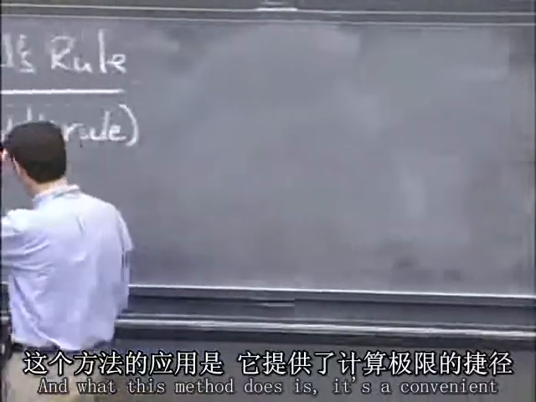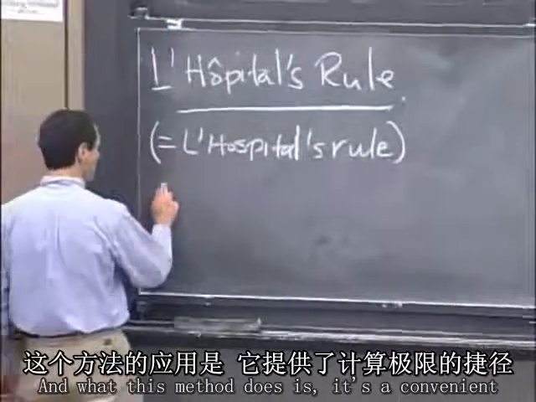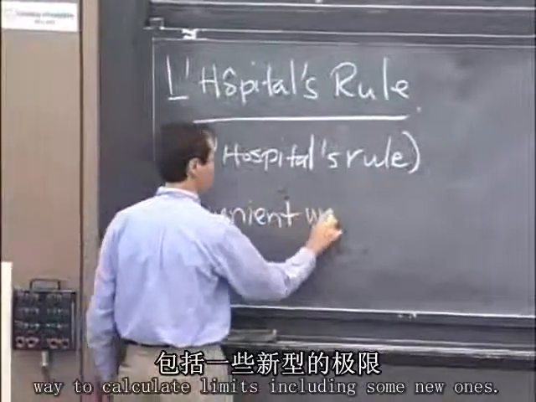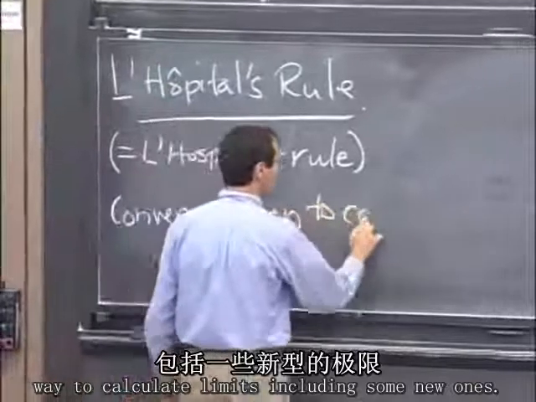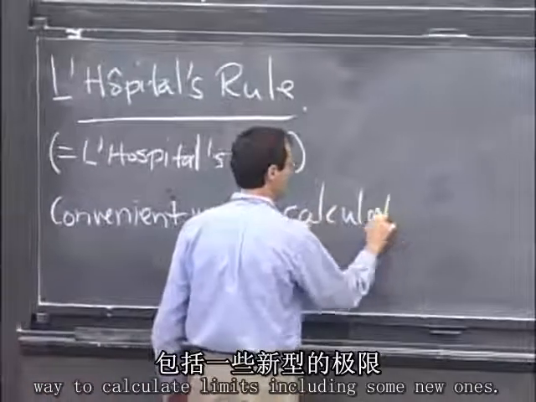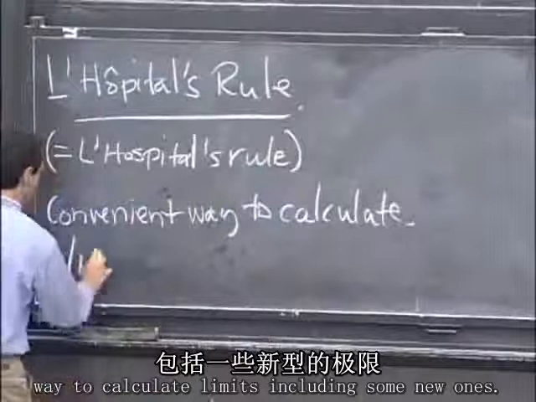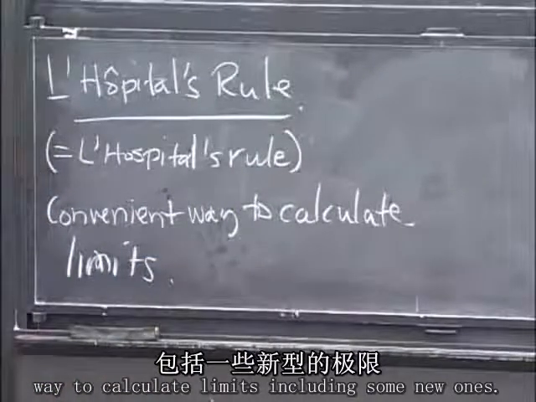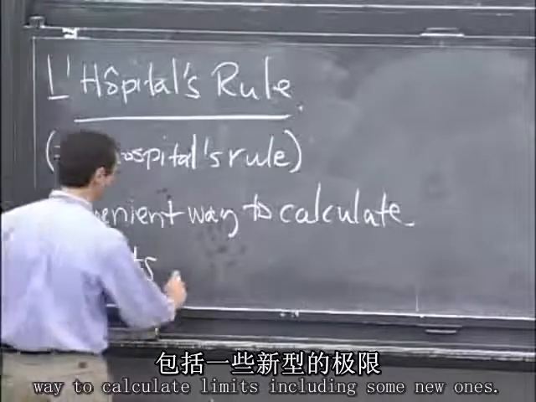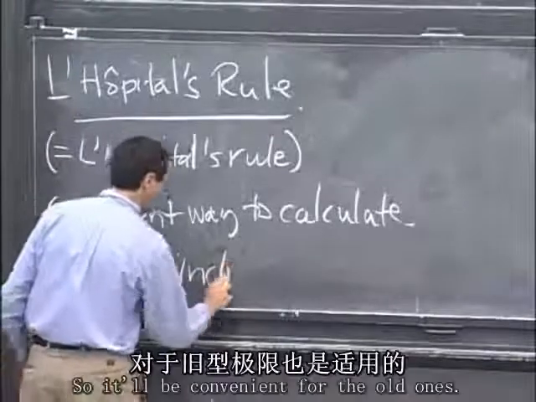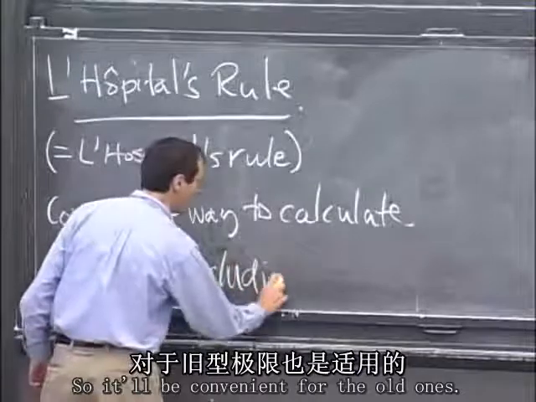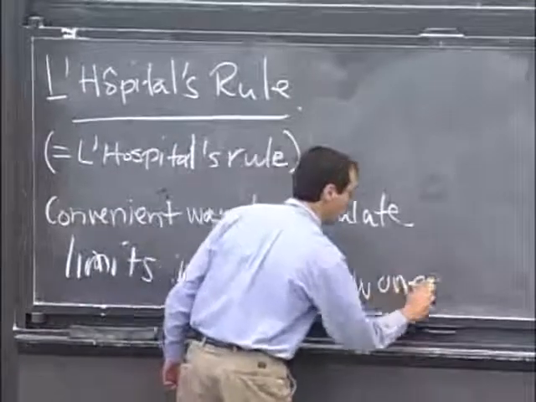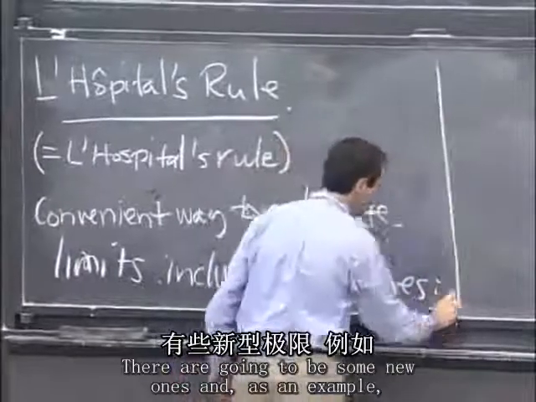And what this method does is it's a convenient way to calculate limits, including some new ones. So it'll be convenient for the old ones. So there are going to be some new ones.